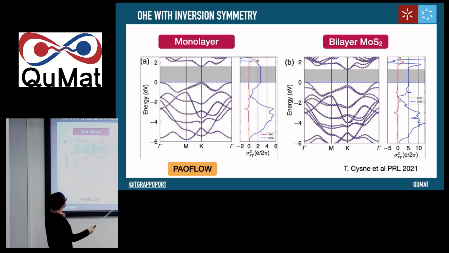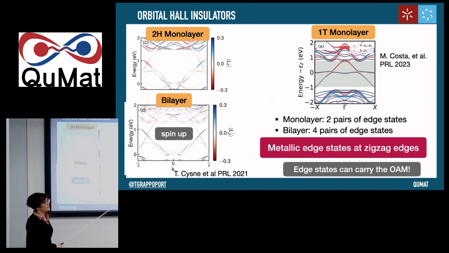Now, the question that appears, well, this is not a topological insulator. So how come we have this plateau? And if we have this plateau, who is carrying this orbital angular momentum inside the gap? Because this is not a TI, it doesn't have edge states, right? But funny enough, these materials do have edge states. So 2H TMDs were known for having these edge states crossing the gap with not much explanation.